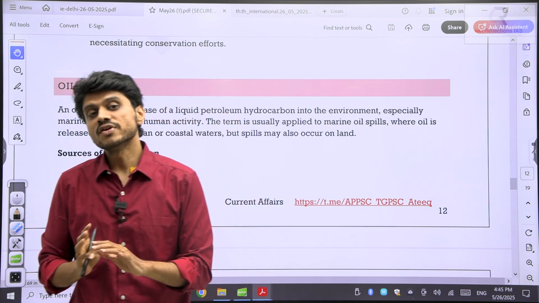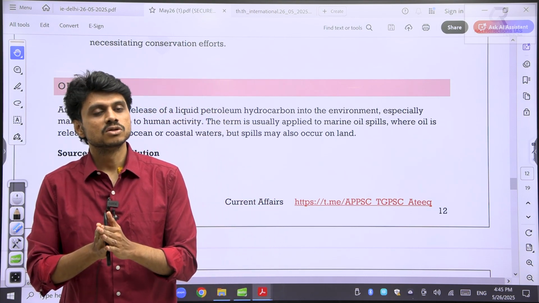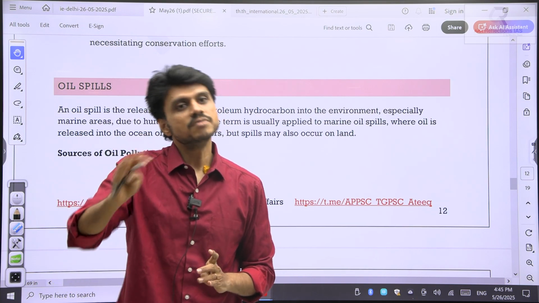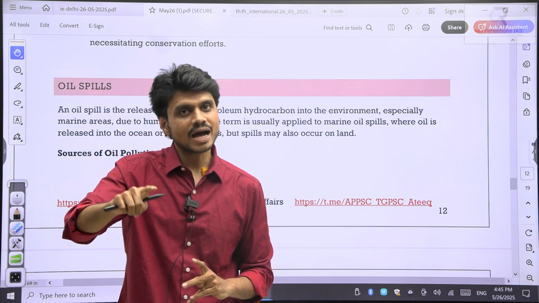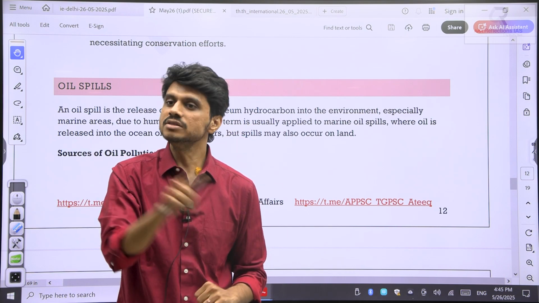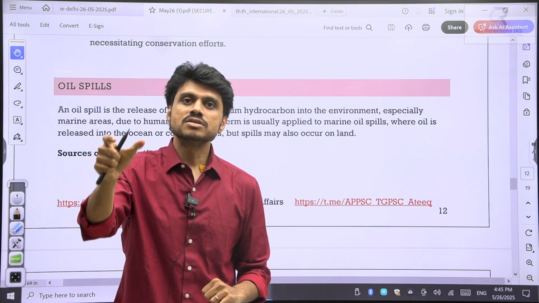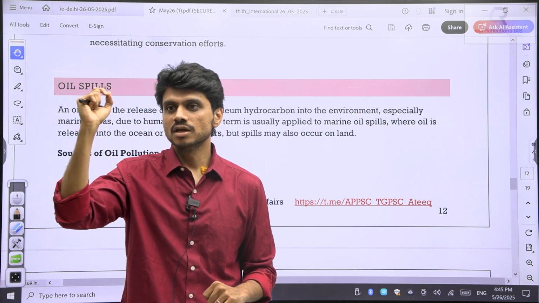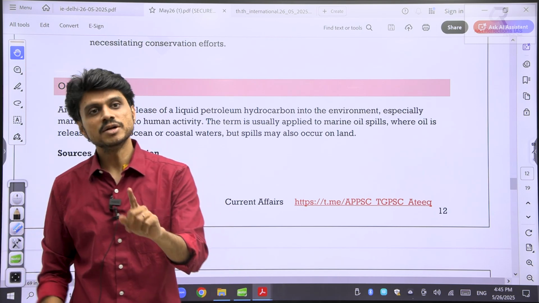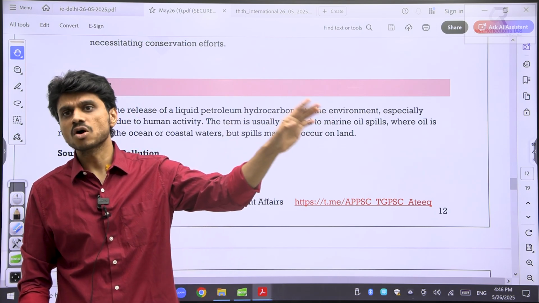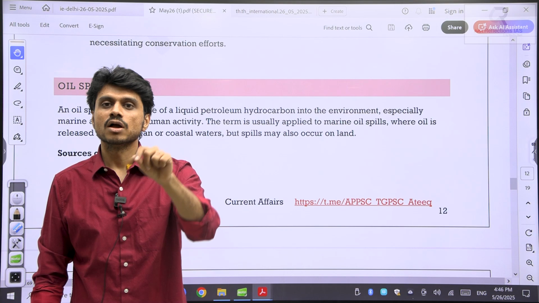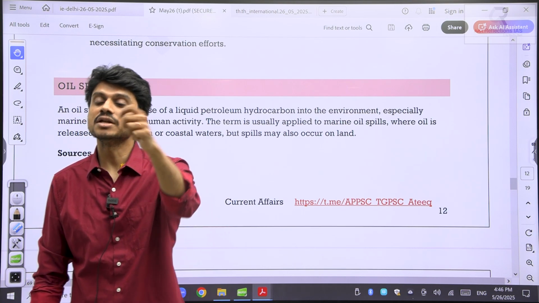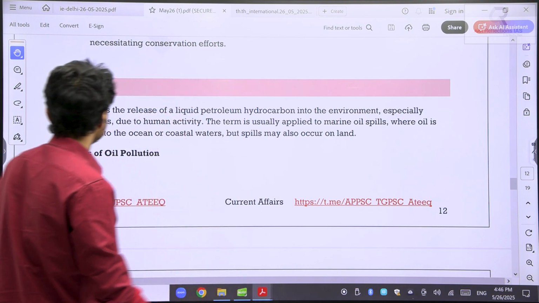Okay? So this is why we should take care that such oil spills do not happen. So we have certain measures. They can ask a direct question in the mains: discuss the threats or consequences of the oil spills and measures taken. This can be a direct question in disaster management or in geography. In the prelims, they can ask on the individual measures, the international measures. So these things are given.